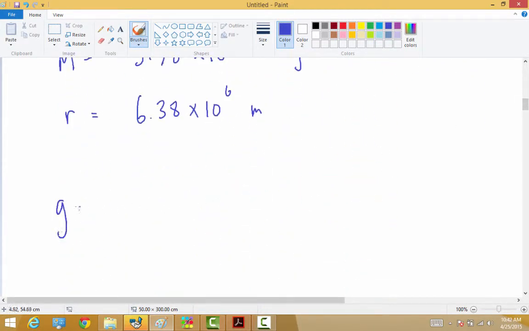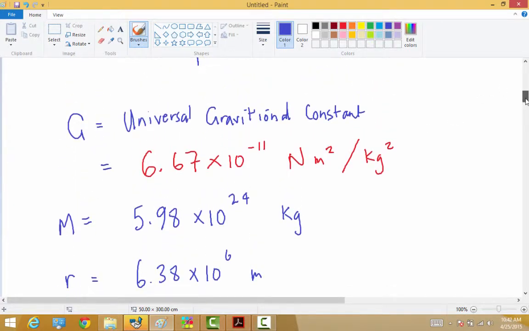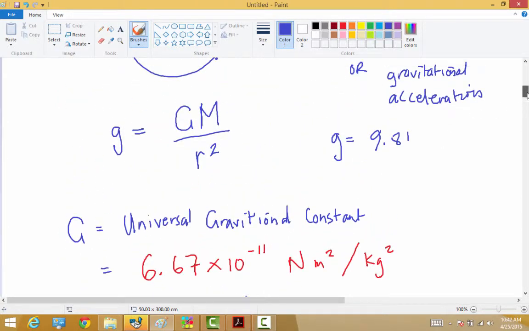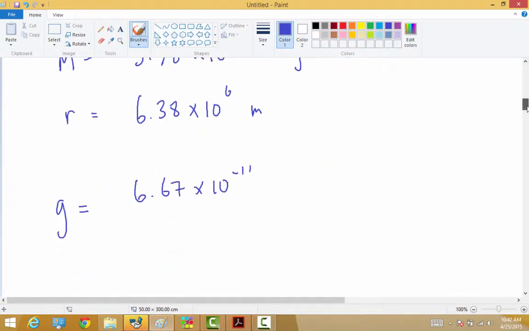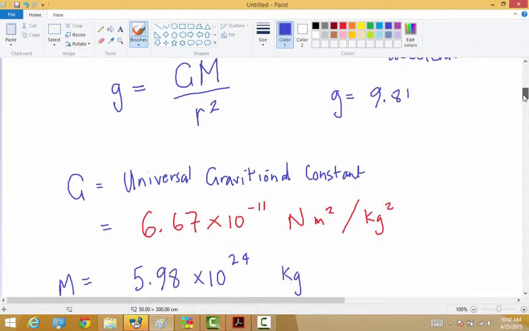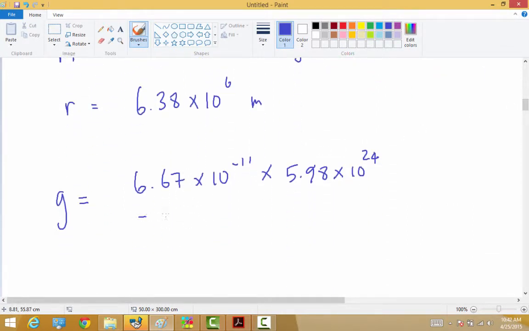So g is equal to the universal gravitational constant, 6.67 times 10 to the negative 11, times the mass of the Earth, 5.98 times 10 to the 24, over R squared, 6.38 times 10 to the 6, squared.